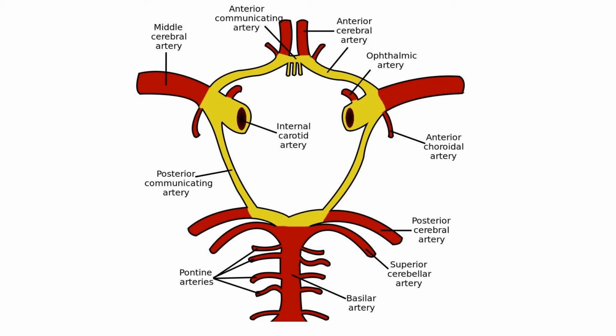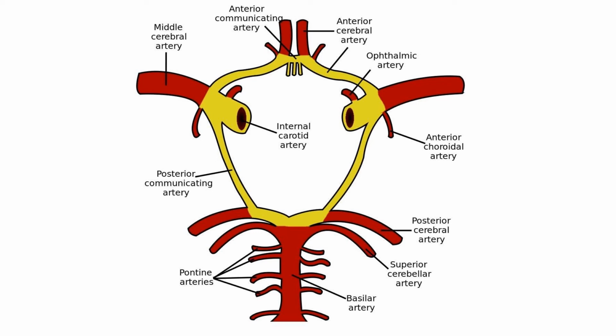Now we will see what are the arteries that form the circle of Willis. Anteriorly, it is formed by the anterior communicating artery and the anterior cerebral arteries. Posteriorly, it is formed by the basilar artery dividing into the 2 posterior cerebral arteries, and laterally on each side, the circle of Willis is formed by the posterior communicating artery connecting the internal carotid artery with the posterior cerebral artery.